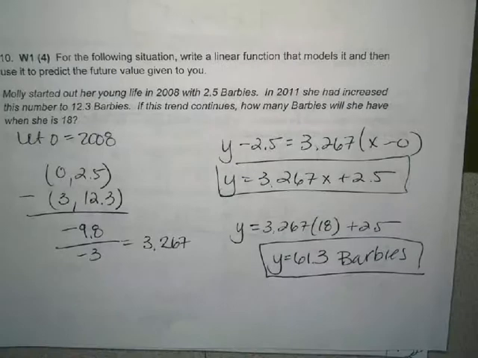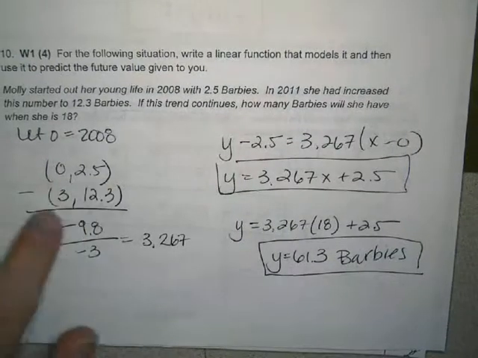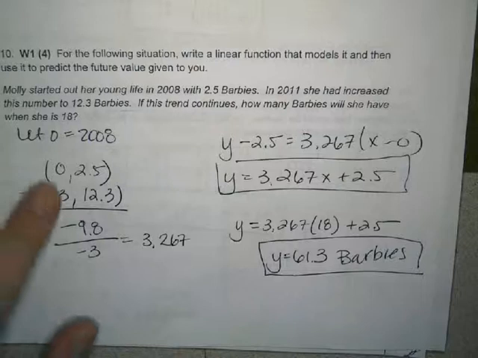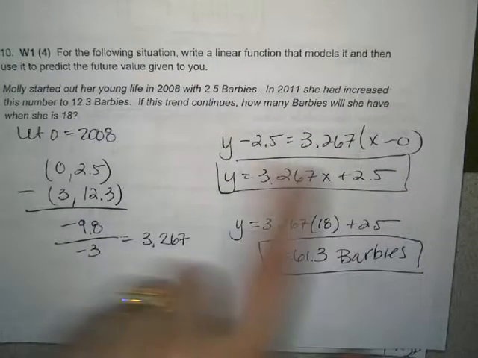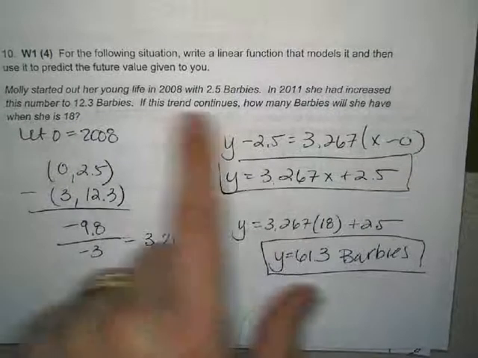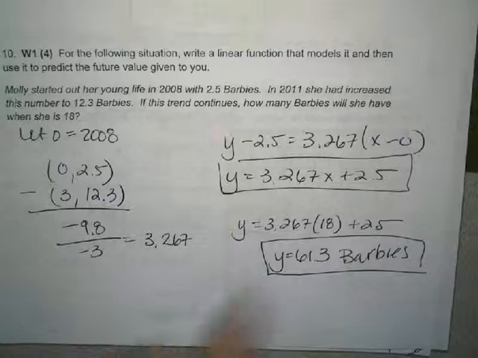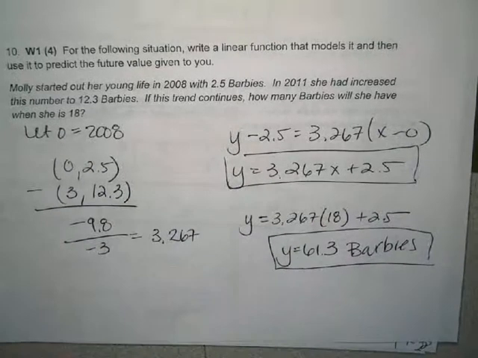Okay, number 10 should look like that. I let 0 equal 2008, so my 2 data points were 0, 2.5, and 3, 12.3. Divided, and got 3.267 as my slope. Plug that in. There's my equation. And then it asked me if this trend continues, how many Barbies will she have when she's 18, so I plugged 18 in. In this case it works because it's 18 years after when she was born.